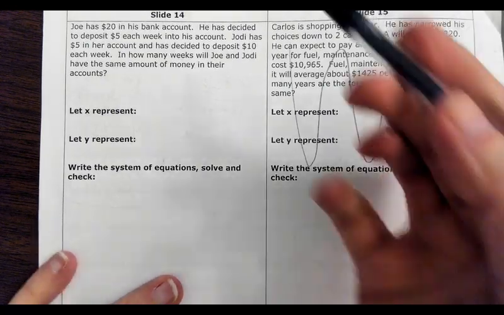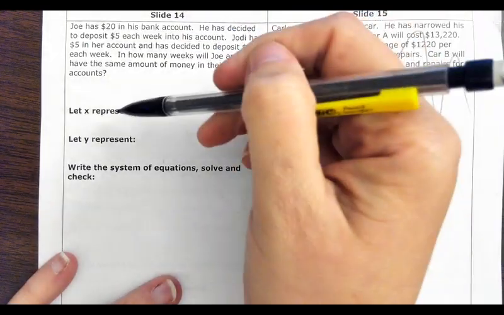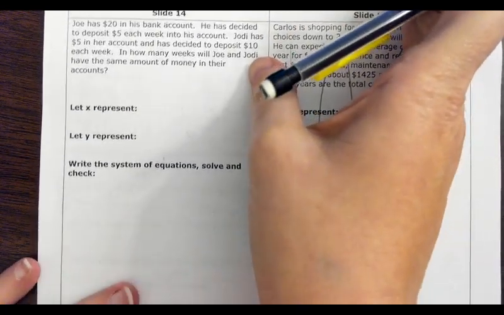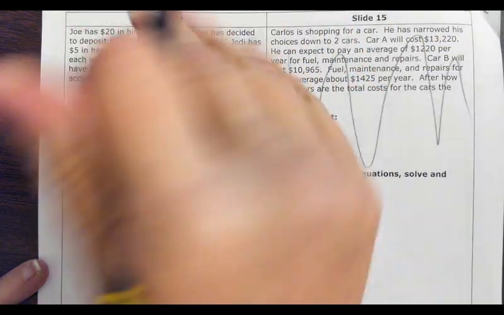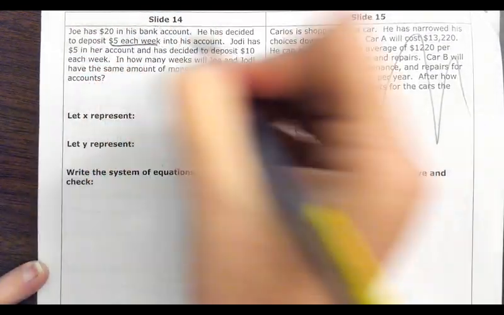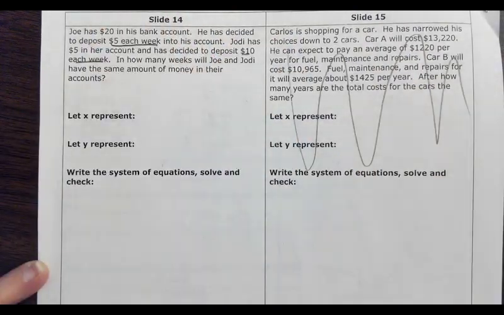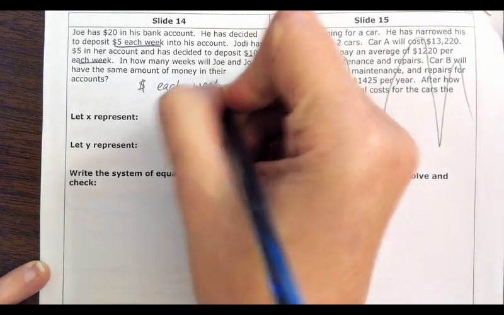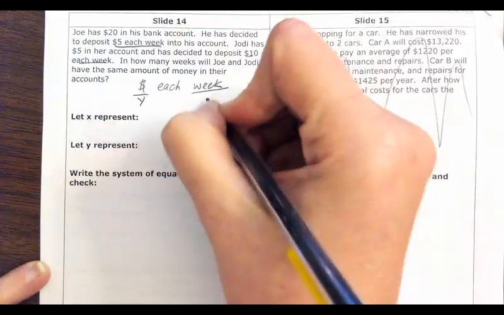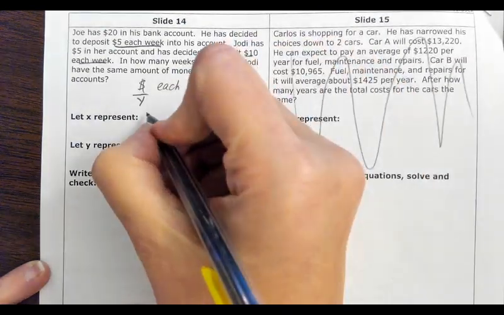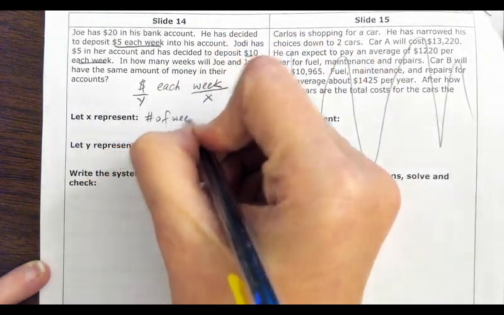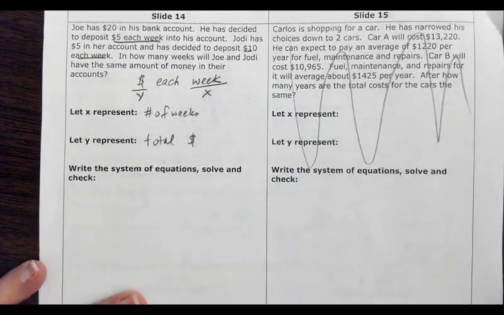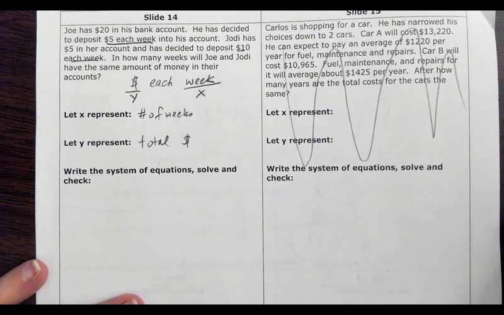First of all, I need to figure out what my variables are. I have an x and a y. I wouldn't use an x and a y, but those are the variables they want us to use. So I'm going to look for a rate. I see $5 each week. I see $10 each week. But what I see is dollars each week, and that means y each x. So x is the number of weeks. Y is the total dollars. Remember, my rate is going to tell me what my variables are.